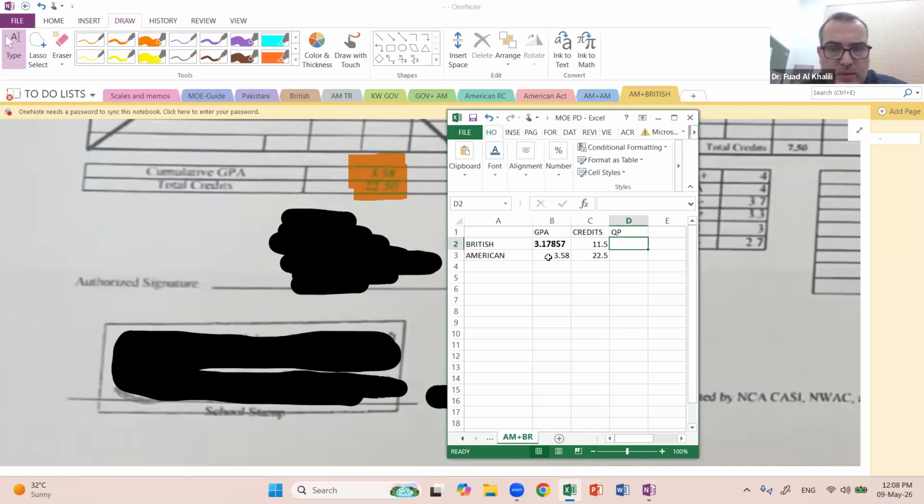The quality points, I will calculate now. Our American school, let's say, was 3.58, the cumulative GPA for grades 9, 10, 11, 12, and the credits are 22.5. The quality points from the British school equal their GPA multiplied by their credits. Then I will calculate my certificate, grades 9, 10, 11: my GPA multiplied by my credits. And this is my total quality points. I need to write totals here.